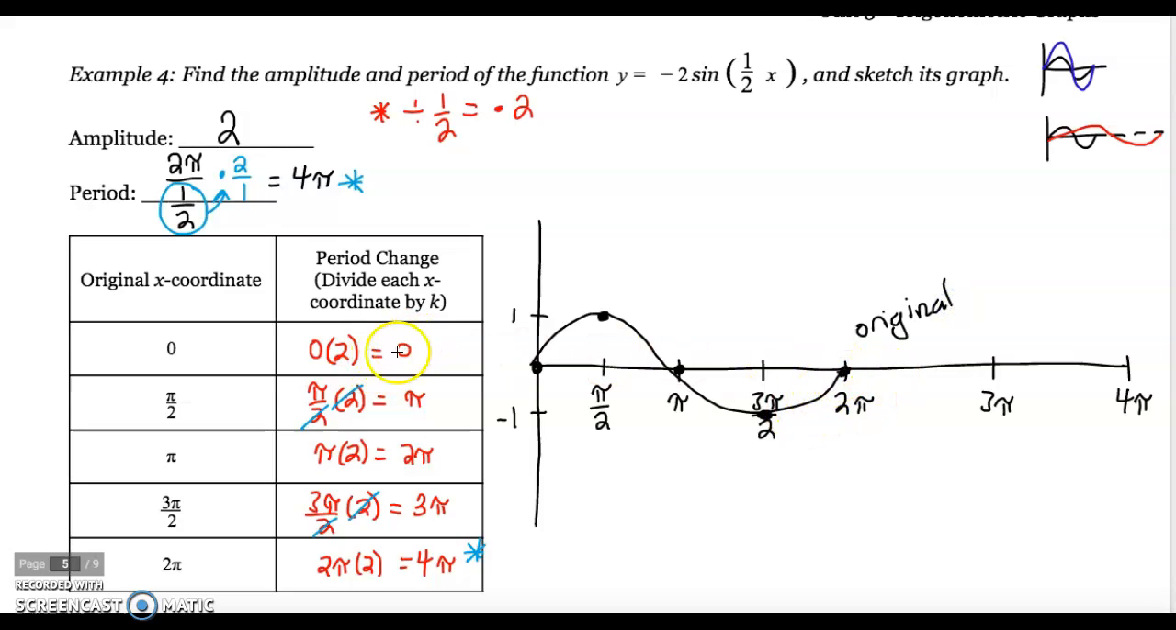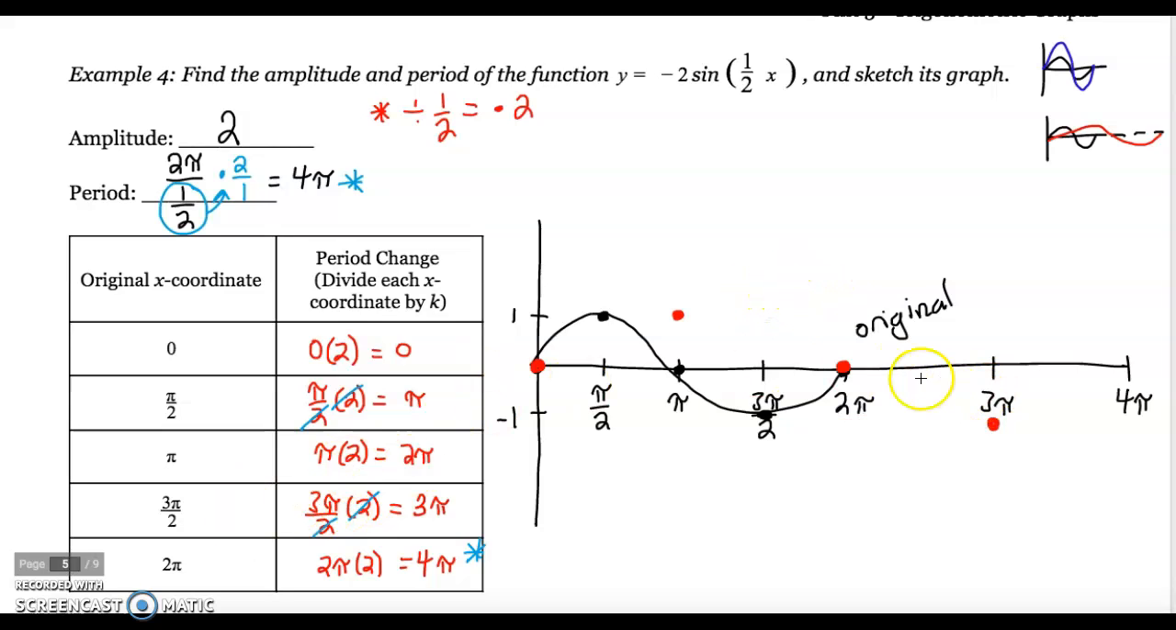And then I am going to do my period change. I'm going to take all of these points at their original x coordinates and move them so they go to their new x coordinates. 0 stays at 0. My point that was at pi over 2 scoots on over to pi. So this point went here. My point that was at pi goes to 2 pi instead. So this point went here. My point that was at 3 pi over 2 goes to 3 pi instead. Again, not changing the height at all, just stretching the period, just stretching the wavelength.